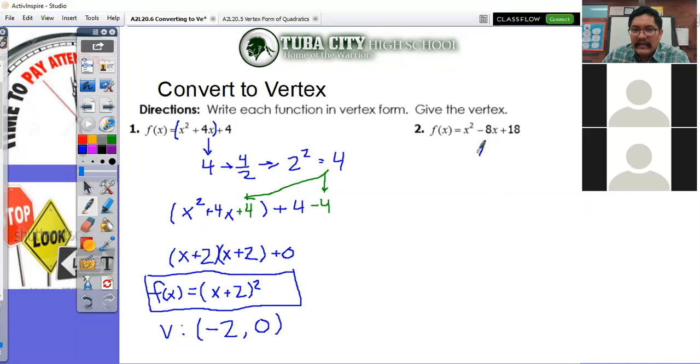So let's go ahead and take our b value. So in this case, it's -8. So take it, half it, square it. So take it, half it, square it. So -8 divided by 2 is -4. And then we square that so that we get, well, -4 times -4. And don't forget, if you multiply 2 negatives, you get a positive. So in this case, we get positive 16.